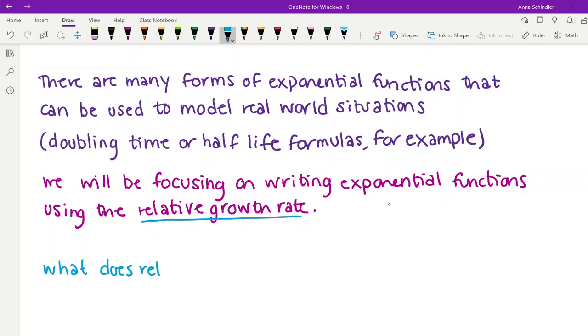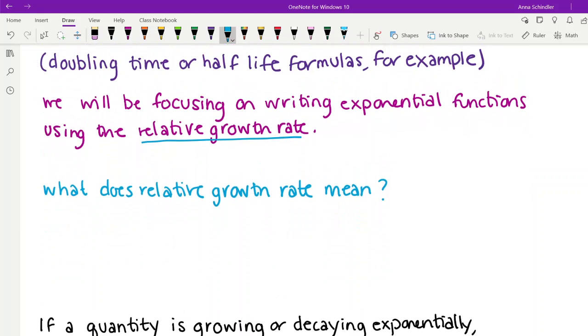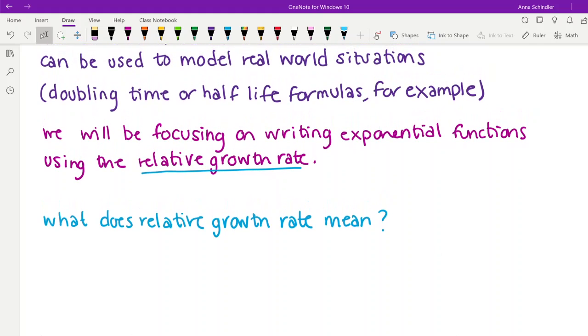This is actually kind of a difficult concept to explain, I think. I'm going to do my best to explain it, but this is a topic that I think will make a little bit more sense when you get to calculus. Once you are in Calculus 1, you'll learn about derivatives, and derivatives are a way of measuring what's called the instantaneous rate of change. So basically the relative growth rate is you figure out at what rate a quantity is changing at a specific moment. And that is what's called, again, the instantaneous rate of change.